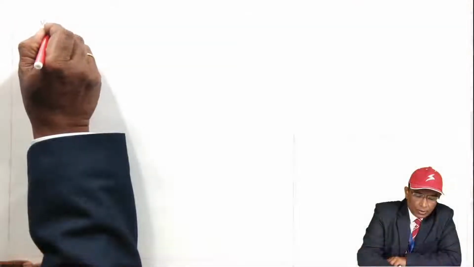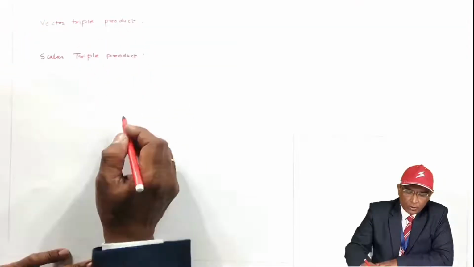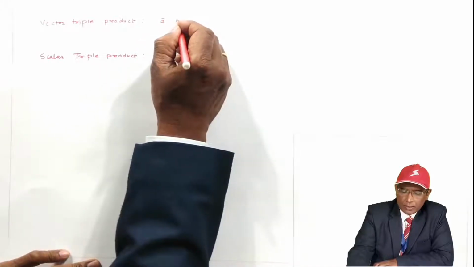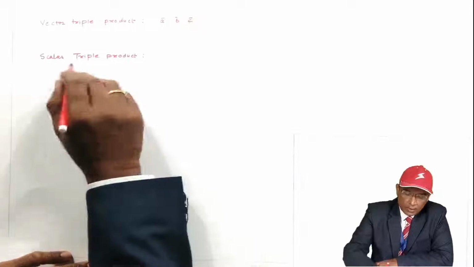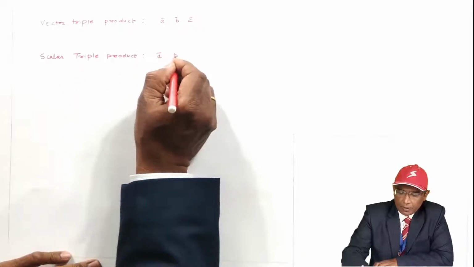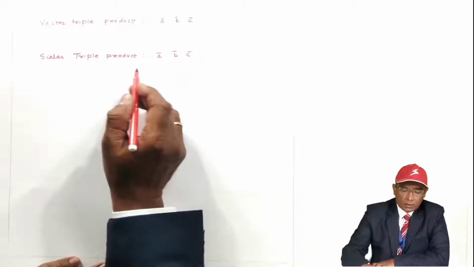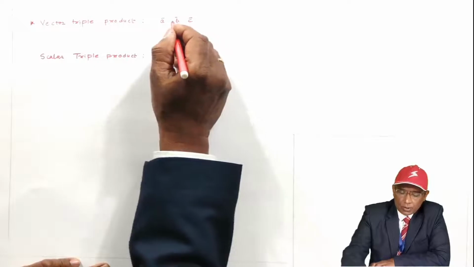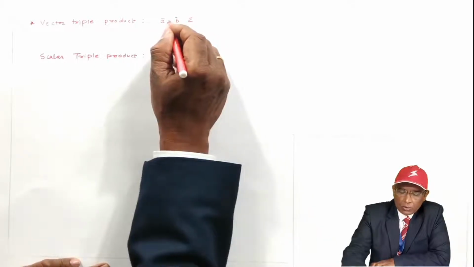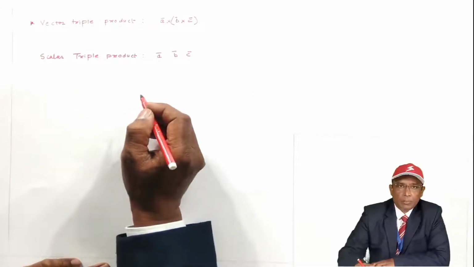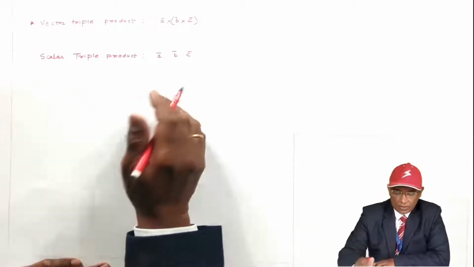Now we are going to discuss the vector triple product and the scalar triple product. a bar is a vector, b bar is a vector, and c bar is the third vector. Here in the scalar triple product also, a bar, b bar, and c bar are three vectors. Now, what is the vector triple product? The vector triple product is a bar cross b bar cross c bar. It means the cross product of three vectors each.